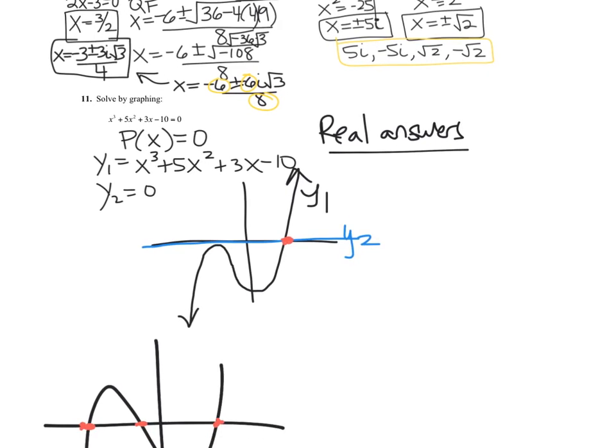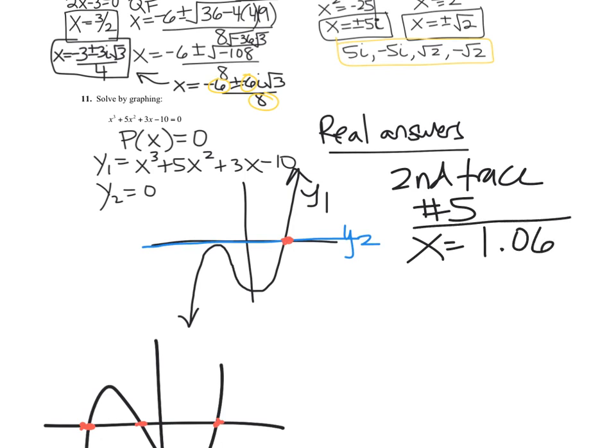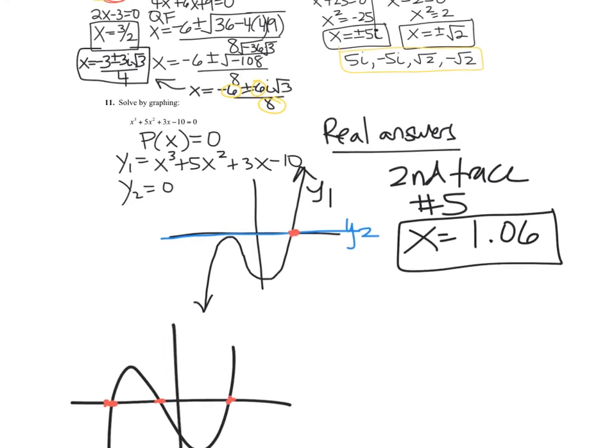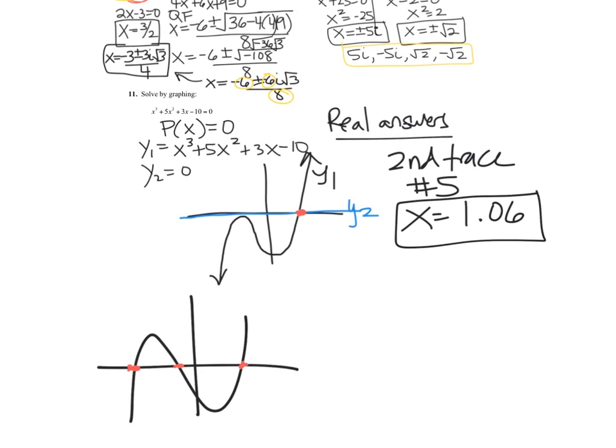So here we go. We're going to go second trace, which is calculate. Second trace, calculate number 5, the intersect. And then just hit enter 3 times because it's just going to bounce back and forth between the curves that you need. And there it is. X equals 1.06, just rounded to 2 decimal places. Okay, that's it. And that's the lesson on 5.3.